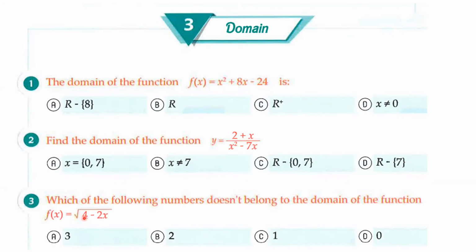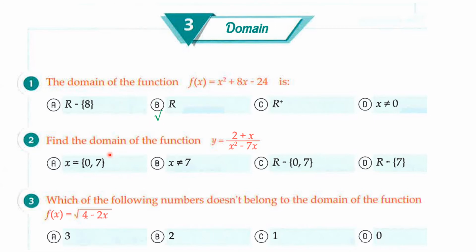Now let's practice some questions about finding the domain. The first question says the domain of the function f of x equals x squared plus 8x minus 24. Without thinking, any polynomial functions are continuous. There are no x's that I will substitute in this function that will give me an error or an undefined function, right? Polynomials are continuous and their domain is all real numbers without any thinking, okay?